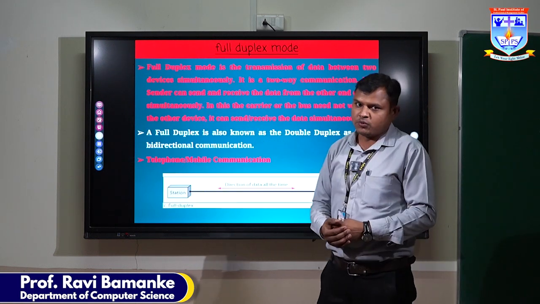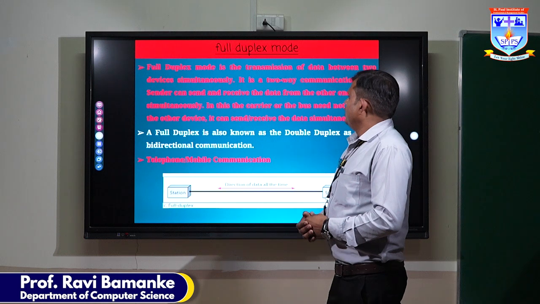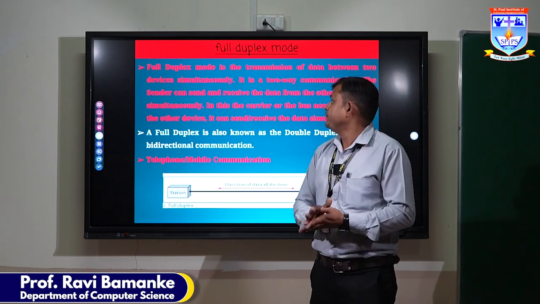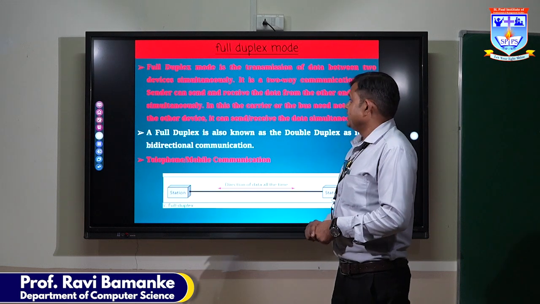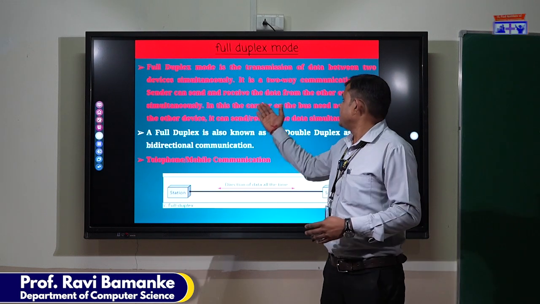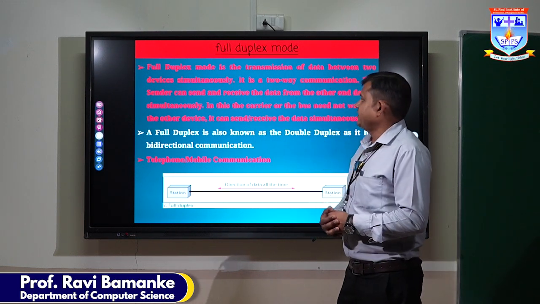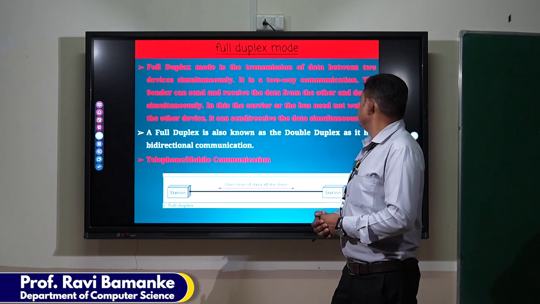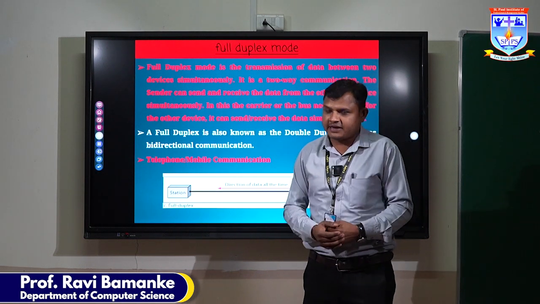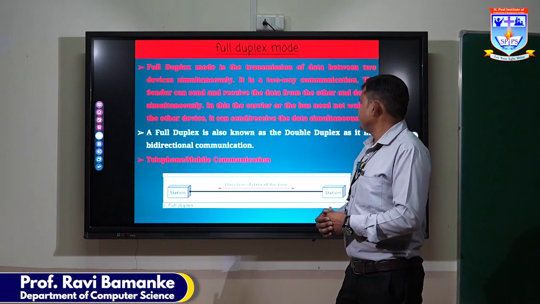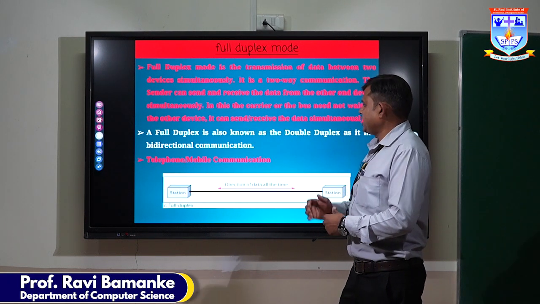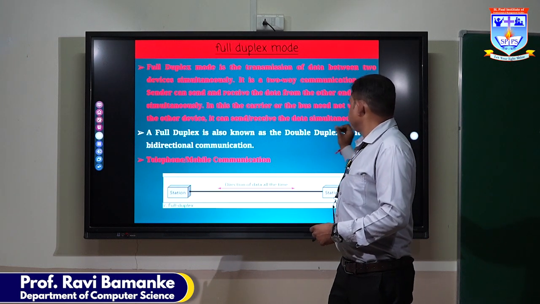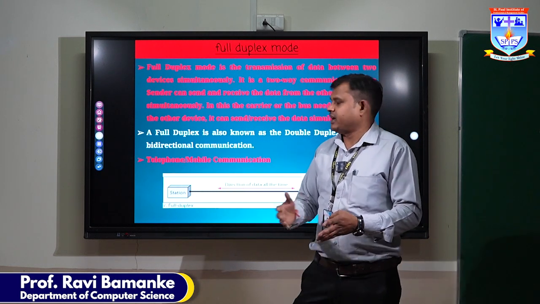Next, full-duplex mode. Full-duplex mode is the transmission of data between two devices simultaneously. It is a two-way communication. The sender can send and receive the data from the other end device simultaneously. In this, the carrier or the bus need not wait for the other device. It can send and receive the data simultaneously. Full duplex is also known as duplex, as it has bidirectional communication.